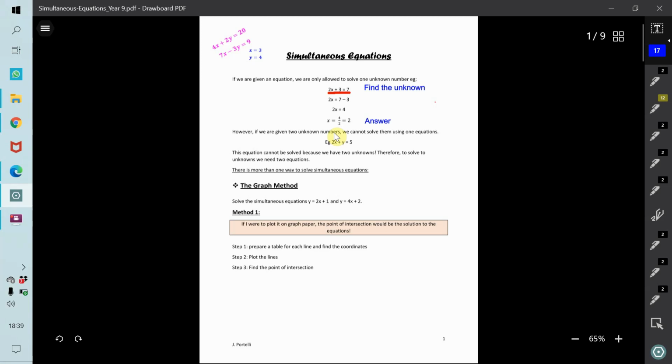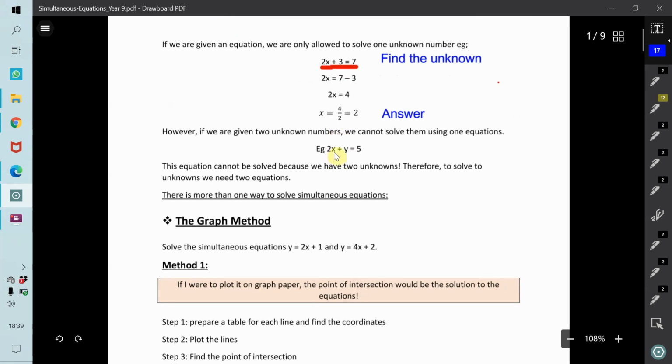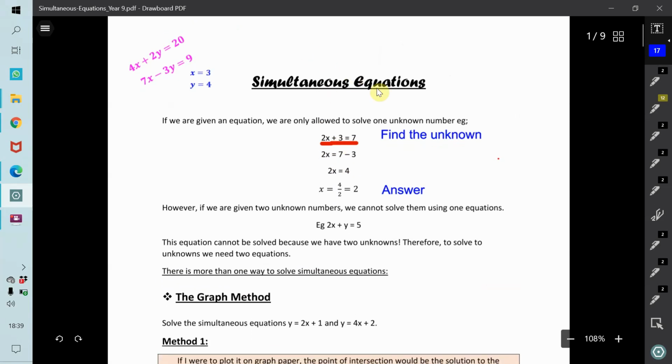But sometimes, girls, we can have equations with two unknowns. So I have a letter x and a letter y. What you're going to be given in simultaneous equations is two equations to solve simultaneously at the same time. This is a good point: simultaneous means at the same time. And by working them out at the same time, you will be finding the value of x and of y.